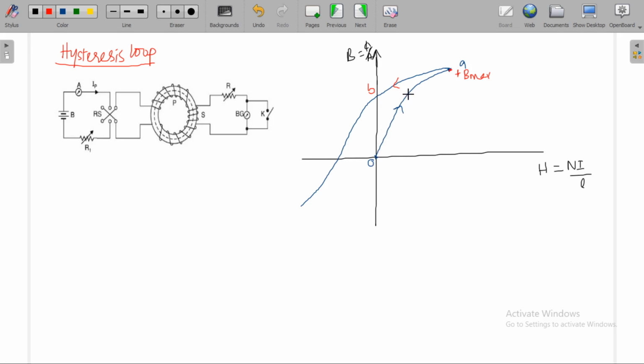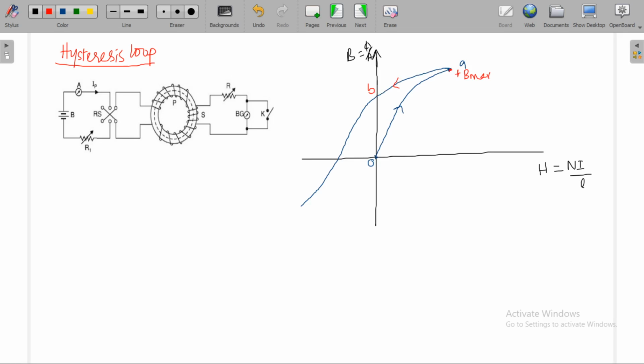While increasing, it is following the path OA, but while decreasing, it is following the path AB. It doesn't follow the same path while decreasing the current. B will be decreasing like this, which is this curve following this path.